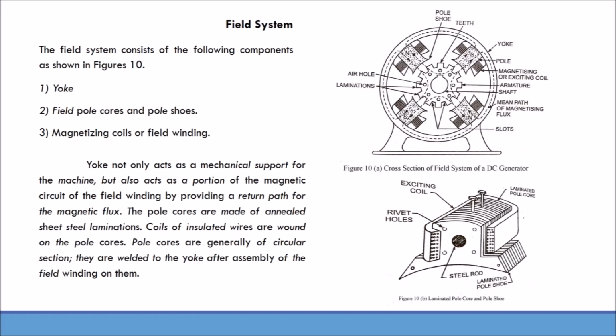The pole cores are made of annealed steel sheet laminations. Coils of insulated wires are wound on the pole cores. Pole cores are generally of circular section. They are welded to the yoke after assembly of the field winding on them.